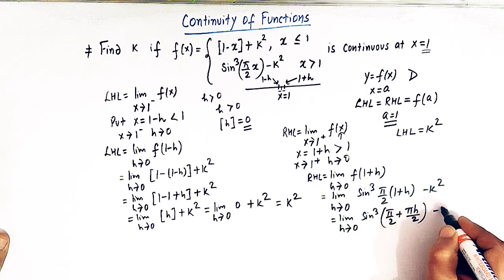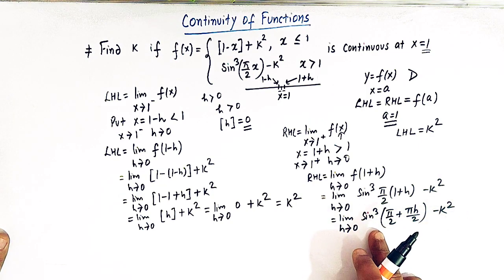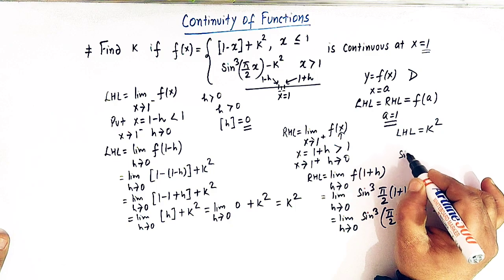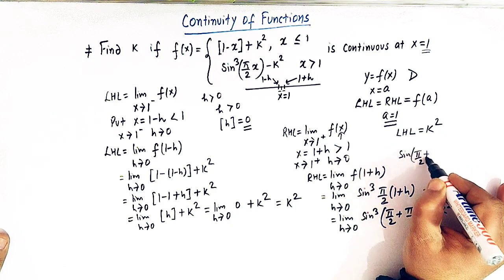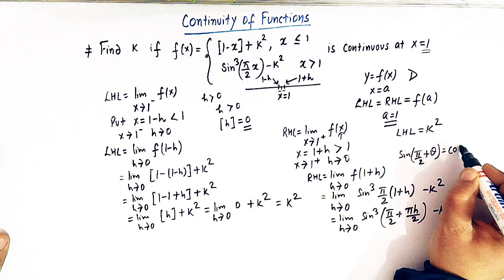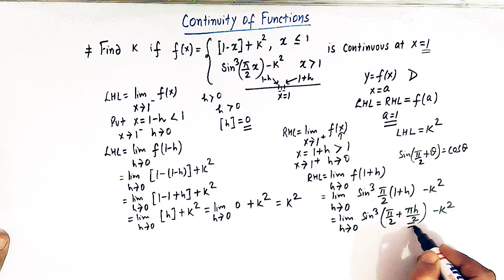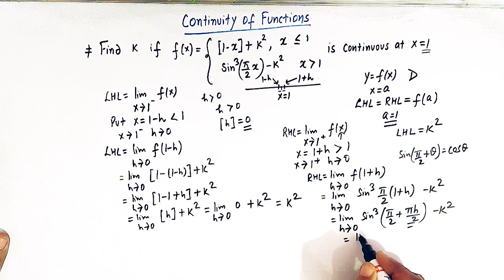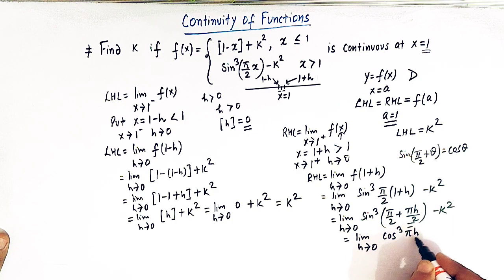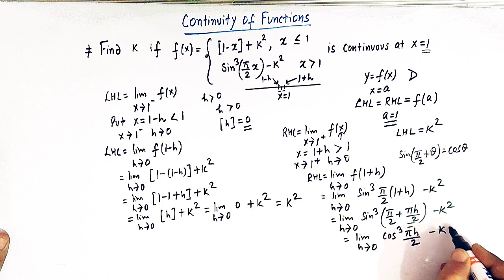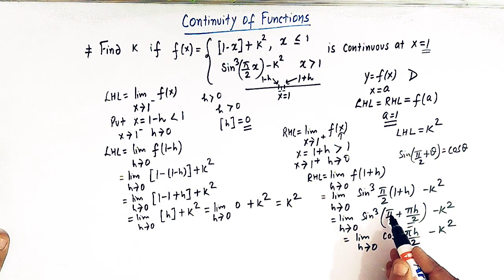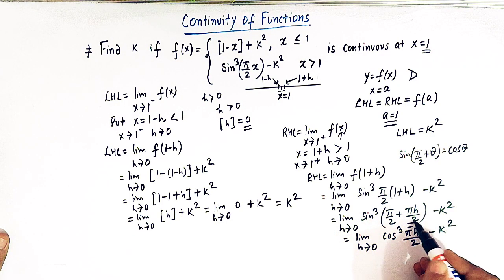And now we'll use some trigonometry here, because we know that sine of pi by 2 plus theta is equal to cosine theta, and here theta is pi h over 2. So we have limit h tends to 0 of cos cube pi h over 2 minus k square, right? So sine of pi by 2 plus pi h over 2 is equal to cos pi h over 2, and here we have the power 3.